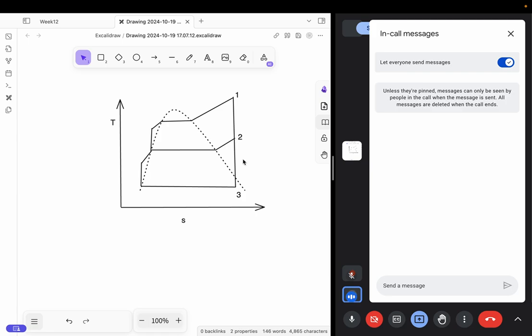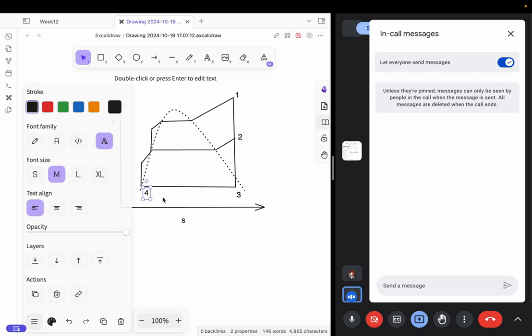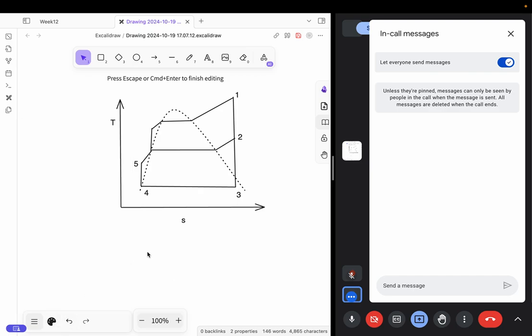And then from 2, 3, after the condenser, it goes to state 4. From state 4, it is again the pump. So the pump is state 5. Again, it will go into the output of the feed water heater. So that is state 6. And finally, this is the inlet to your boiler, state 7. Now you can put the arrows as well.